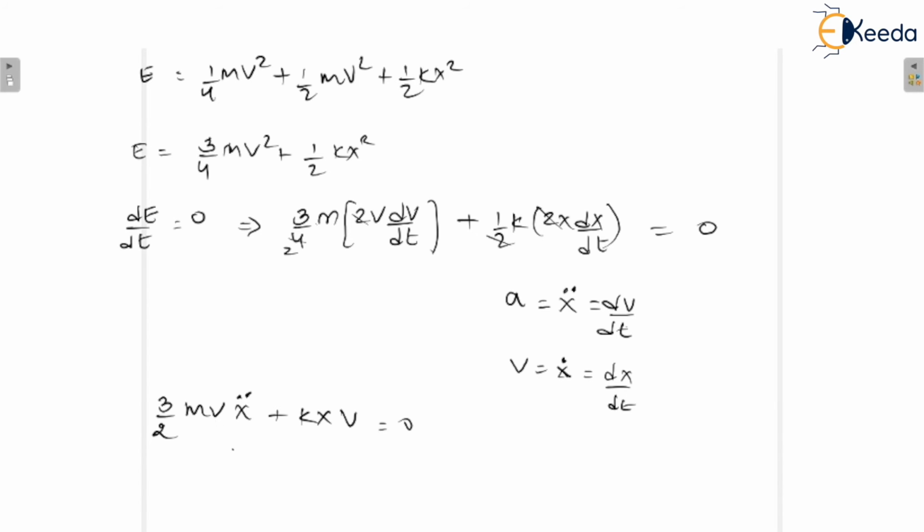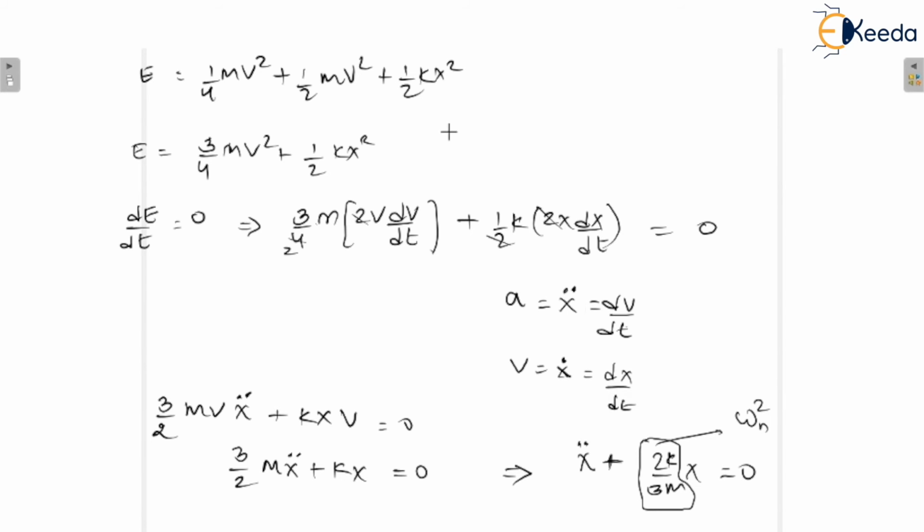So you can see the equation becomes 3 by 2 m x double dot plus kx is equal to 0. So when you rearrange these equations, you will get x double dot plus 2k upon 3m x is equal to 0. So this is the equation of natural vibrations. When you compare this equation with the general equation, this would be the term that is omega n square. This is omega n square, we all know that.